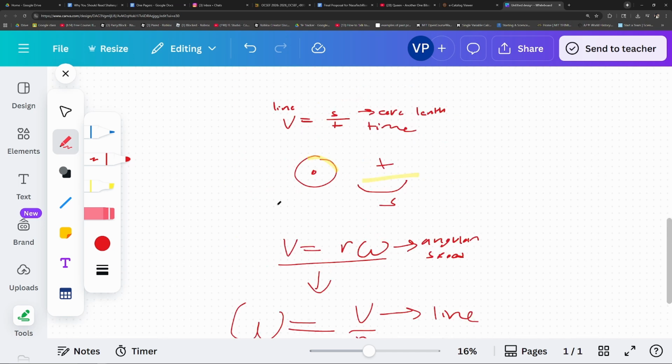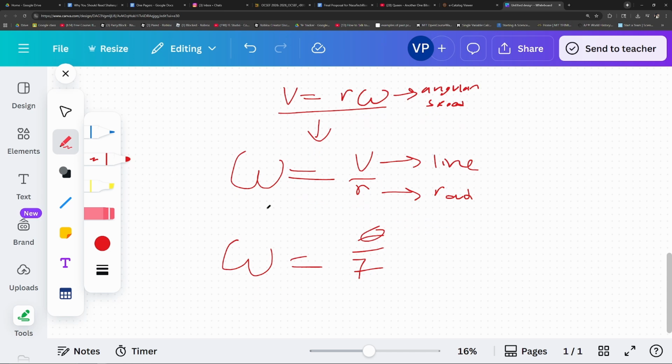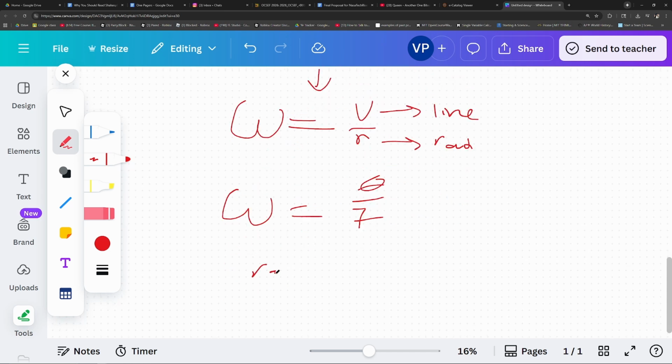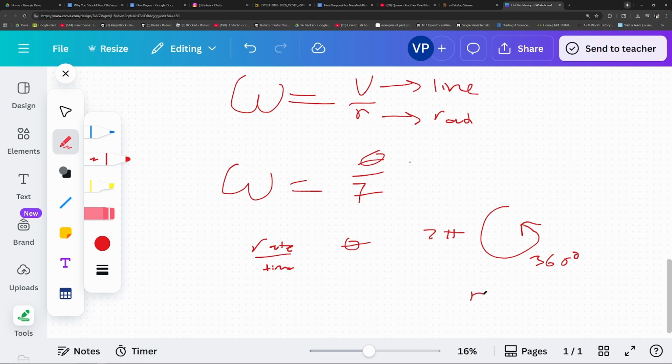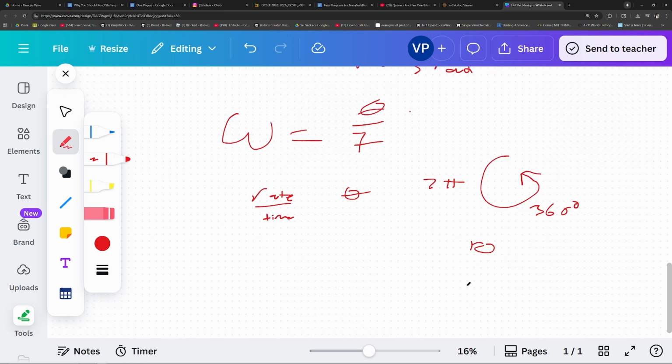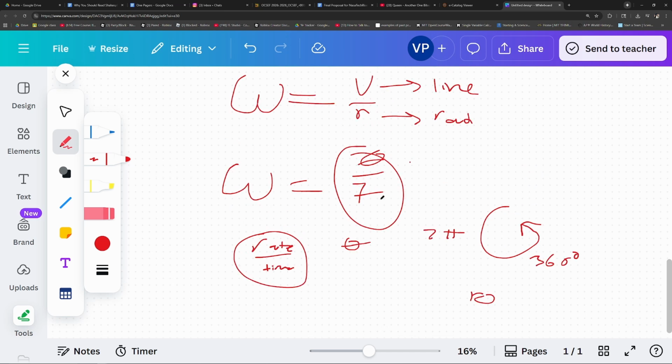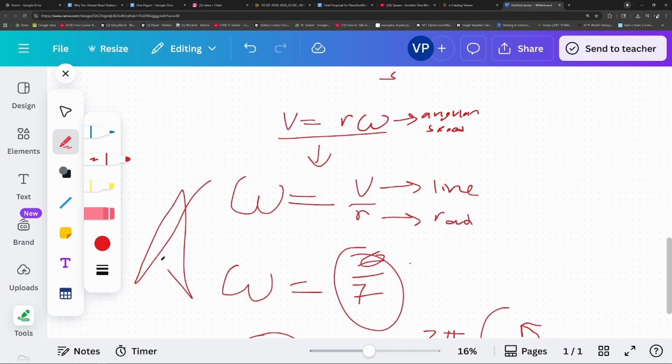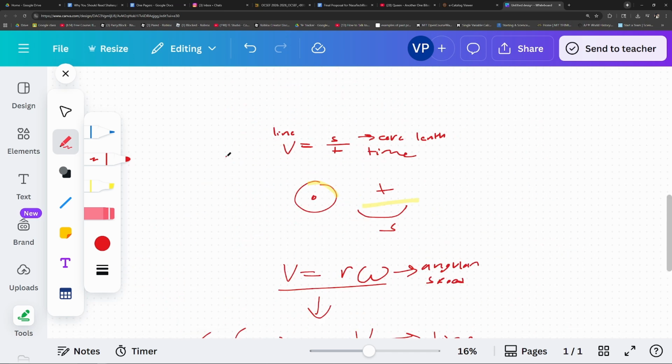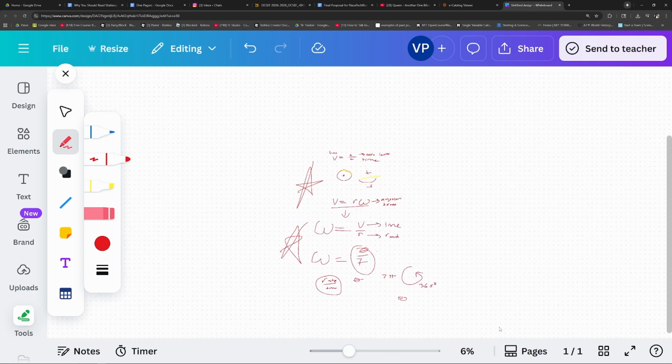Keep in mind that these types of formulas often go rate over time, where the rate in this case is theta. So it moves, let's say, 2 pi radians, which is 360 degrees, over t seconds, say 10 seconds. So that's rate over time, theta over time. And so we have our two formulas right here, and our other two formulas right here. Let's start with the problem.